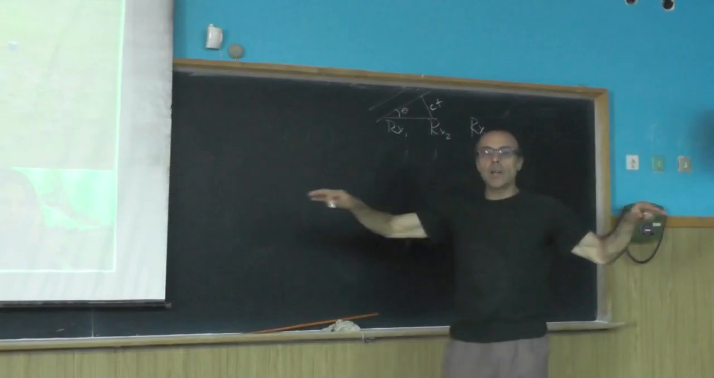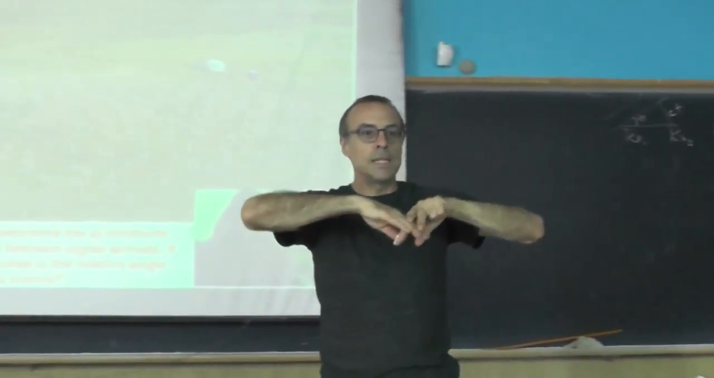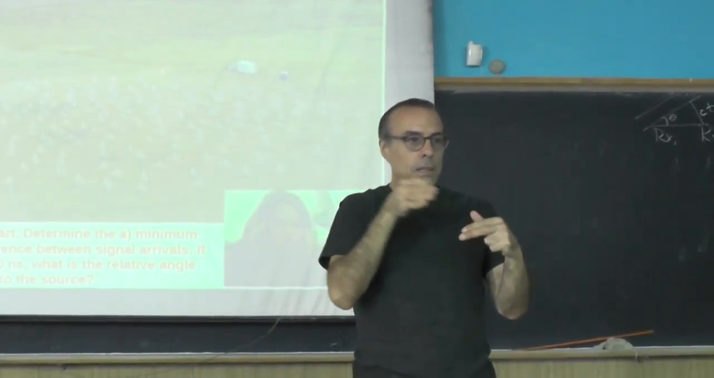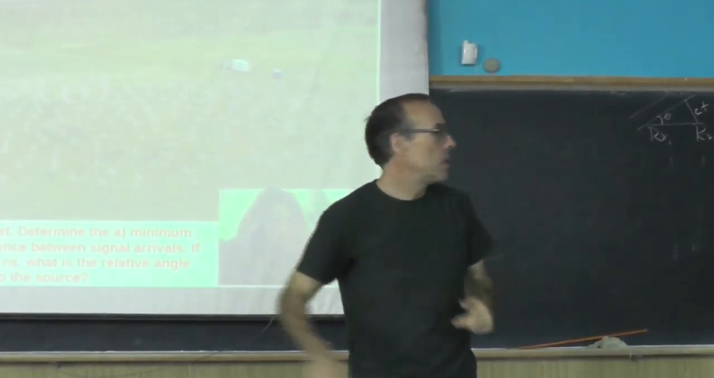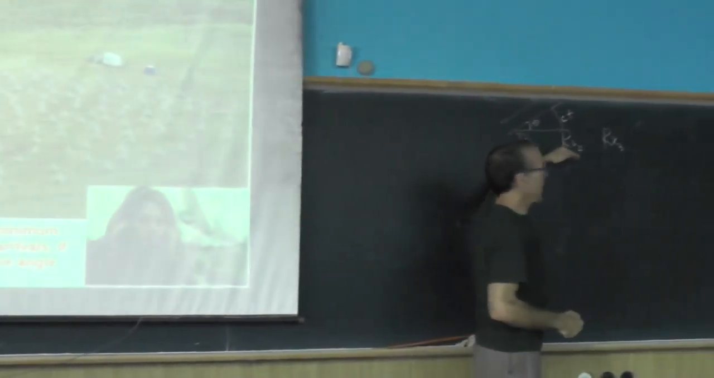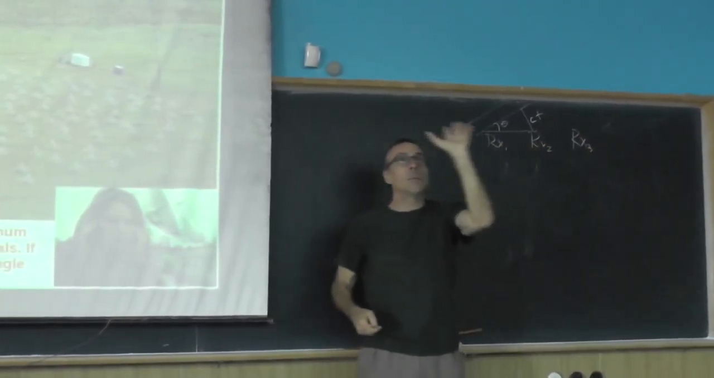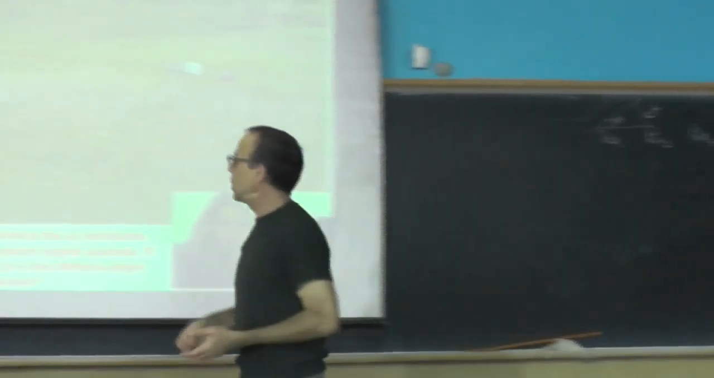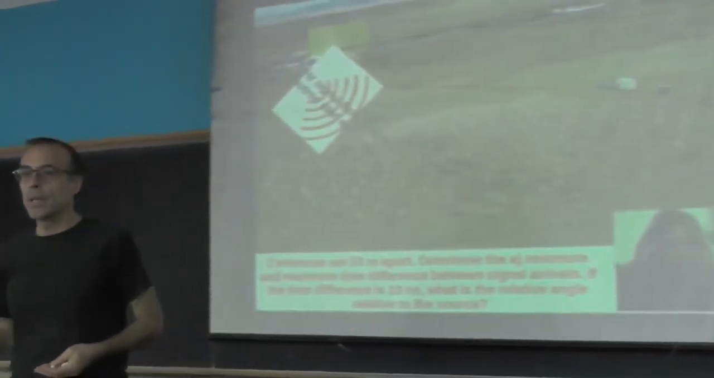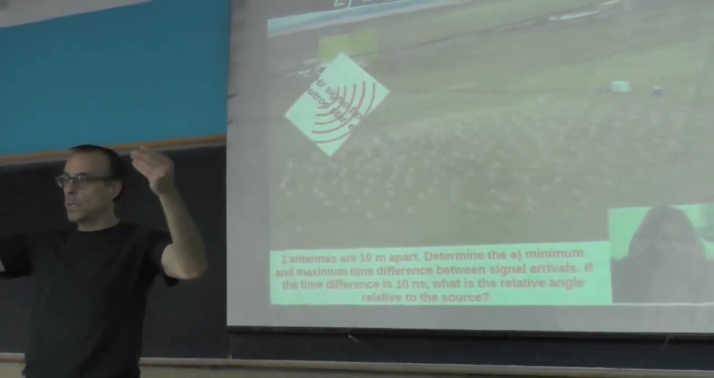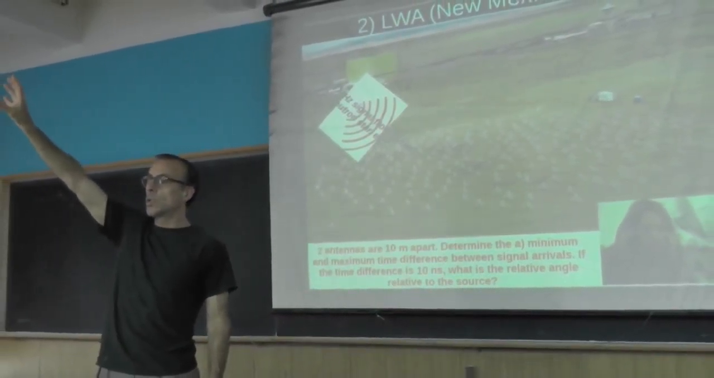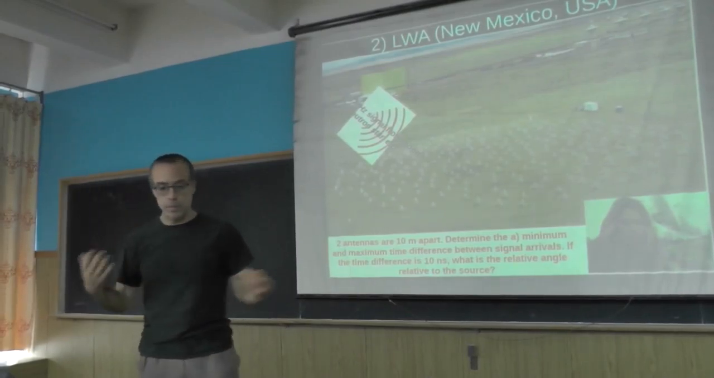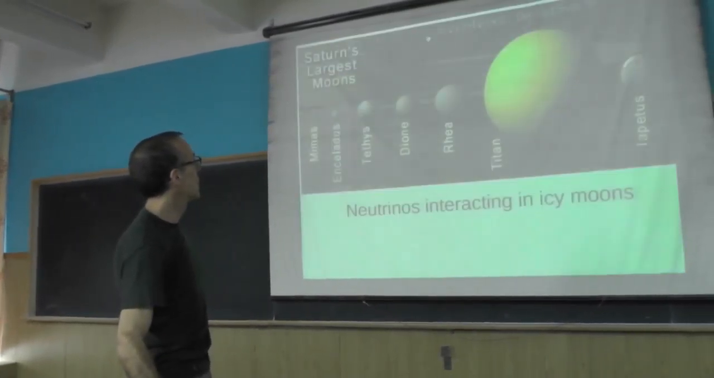Of course, the array on its own is sensitive to the entire sky. But by cleverly programming in the correct delays, you can maximize the sensitivity to a particular direction in the sky. Again, that's called beam steering. So we call them up and we say we'd like to take measurements, we'd like to steer the beam towards the moon and look for neutrinos interacting in the moon producing radio waves. And we'll go ahead and do it.